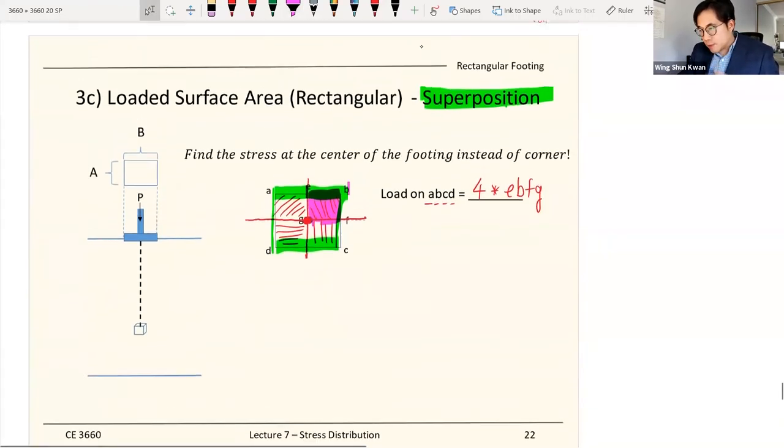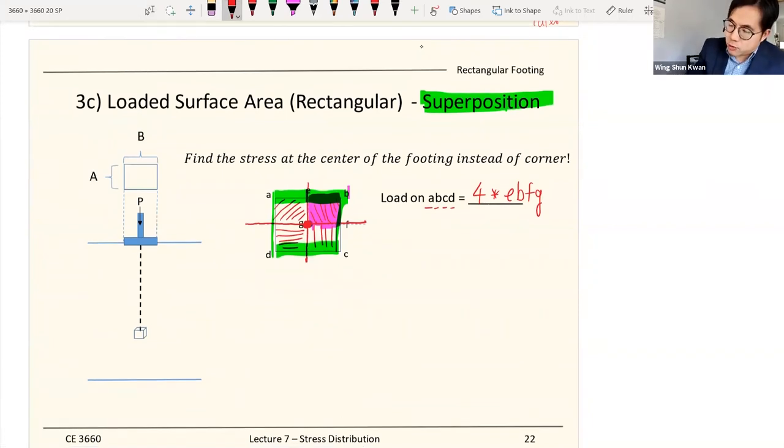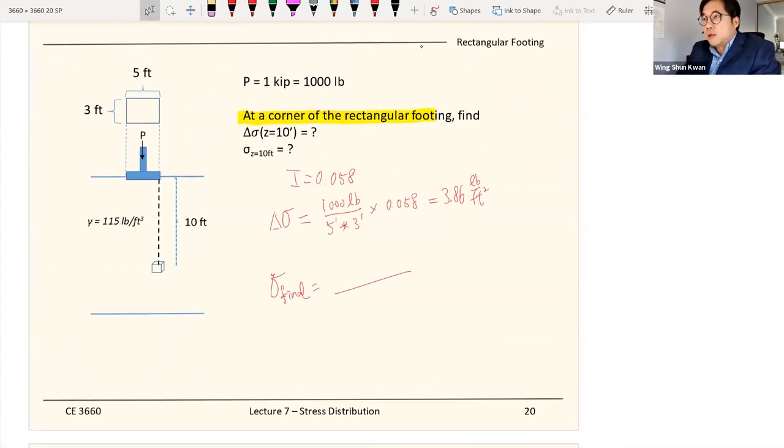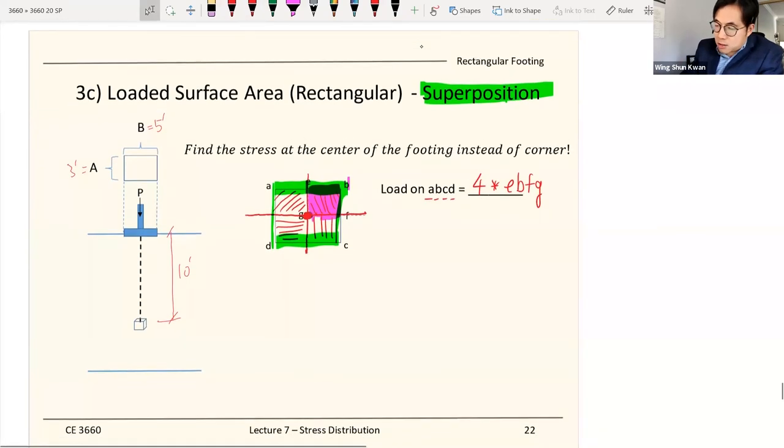Let's try out this problem, the previous one. So you have the same geometry. We're looking at a depth of 10 feet down. I think this is 5 feet, right? And this is 3 feet. If I'm correct, correct me if I'm wrong. So the same geometry, but now we are not looking at the corner. So the difference between this one and the one that we worked together is we were at the corner. So the location and the geometry matter. We were at the corner, but now we are at the center.